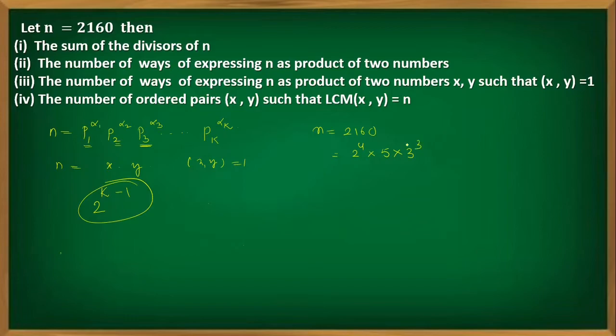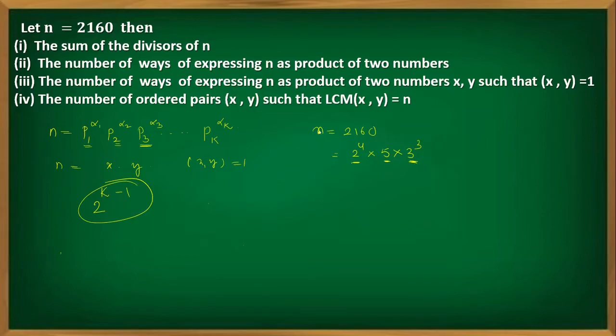Okay, 2 power 4 into 5 into 3 cube, because 216 is 6 cube, which is 2 cube into 3 cube, and then one more 2 will come from the 10, so 5 into 2 power 4 into 5 into 3 cube. Now how many primes can you see here? One prime is 2, the other prime is 5, and one more prime is 3. So here we have 3 primes.